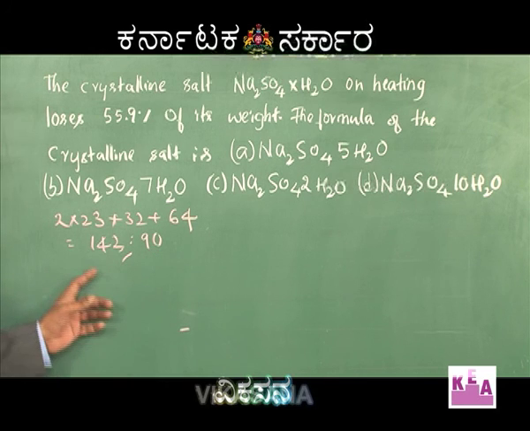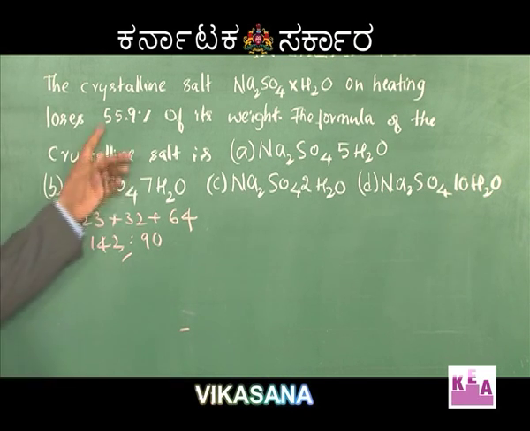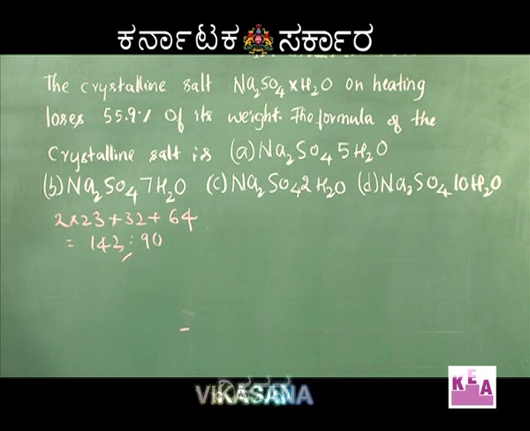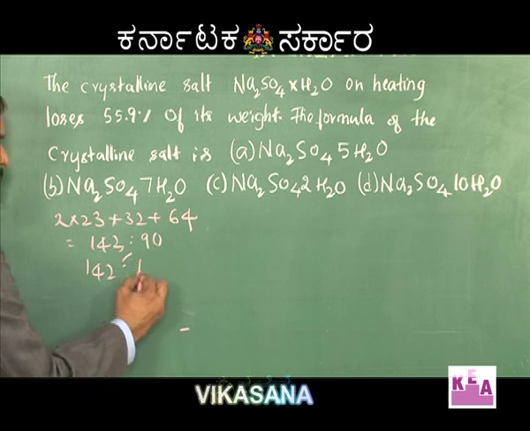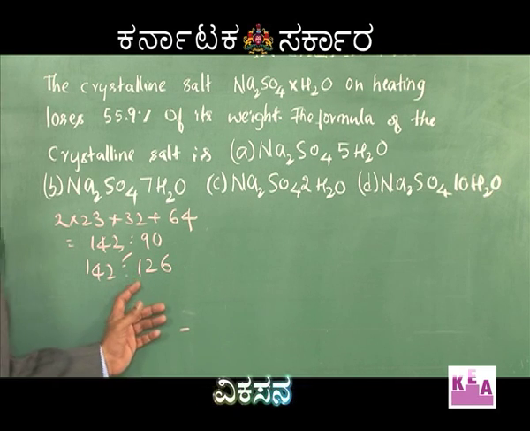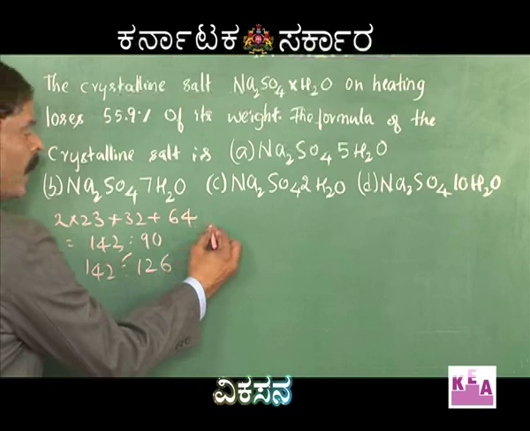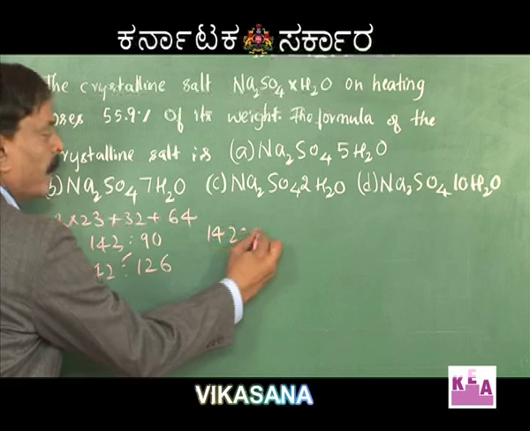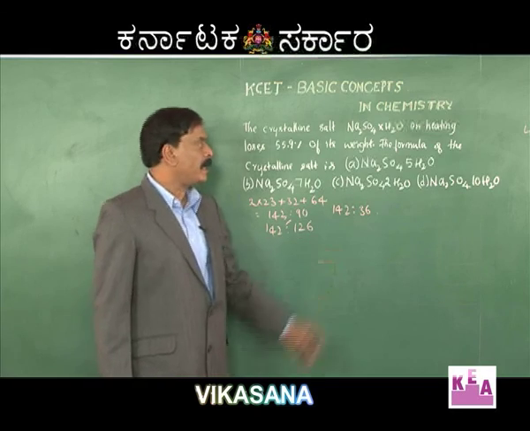90 is very much less than 142. Its contribution cannot be 55.9%. Coming to the second case, it would be 142 is to 18 into 7, that is 126. Here again, the contribution of water of crystallization is less than 50%. Option C is Na2SO4·2H2O. Therefore, the ratio would be 142 is to 36. Here again it is less than 50%.